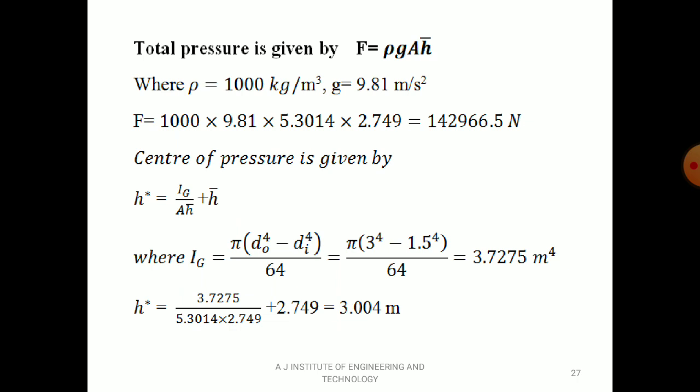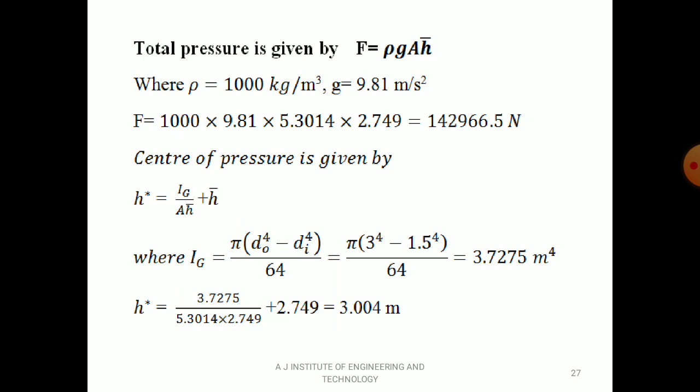Now total pressure is given by F equal to rho G A into H bar, where rho equal to 1000 kg per meter cube because it's water, and G equal to 9.81 meter per second square. Now F equal to 1000 into 9.81 into 5.3014 into 2.749. So that is equal to 142966.5 Newton.